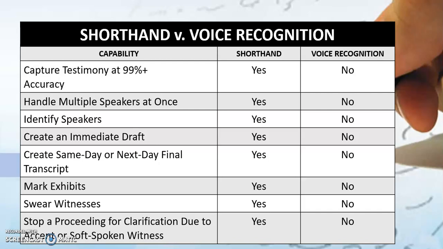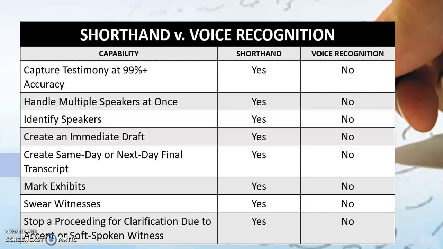Create an immediate draft. In shorthand, you can automatically have one, while in voice recognition, you still need to play back again and transcribe it into longhand. Next, create same day or next day final transcript. That is possible in shorthand, unlike in voice recognition.